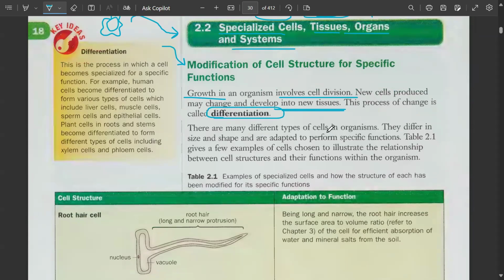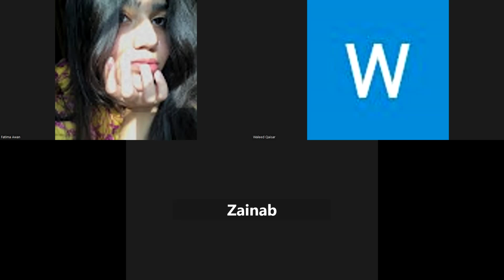There are many different types of cells in organisms, and they differ in size and shape, and they are all adapted to perform specific functions as well. Let me show you how they are adapted to different functions. First, let's look at this: the difference between animal and plant cells, and in detail the whole structure of a plant cell as well. Let me show you one thing. Okay.